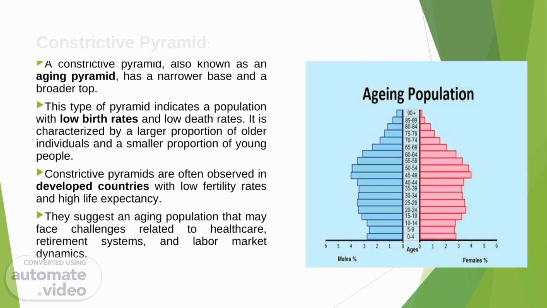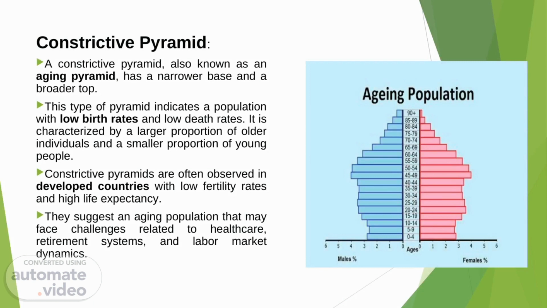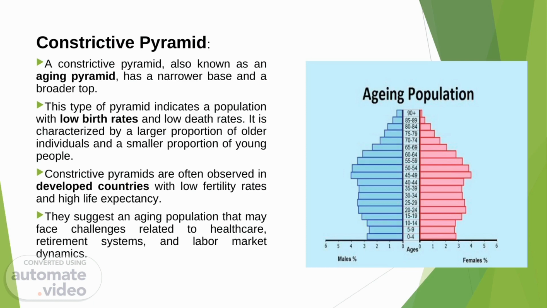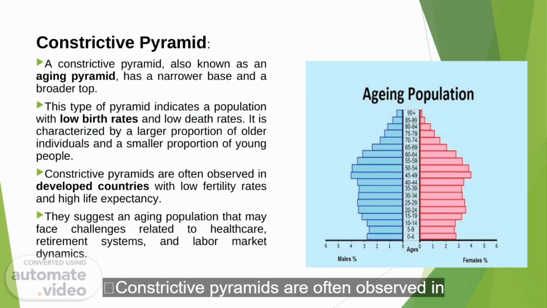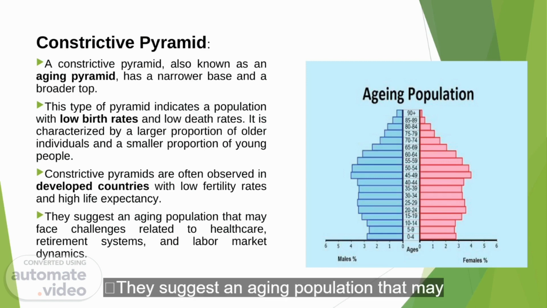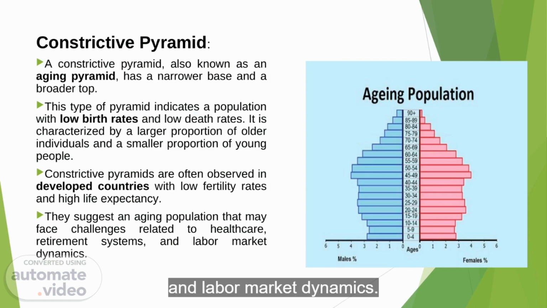Constrictive pyramid. A constrictive pyramid, also known as an aging pyramid, has a narrower base and a broader top. This type of pyramid indicates a population with low birth rates and low death rates. It is characterized by a larger proportion of older individuals and a smaller proportion of young people. Constrictive pyramids are often observed in developed countries with low fertility rates and high life expectancy. They suggest an aging population that may face challenges related to health care, retirement systems, and labor market dynamics.